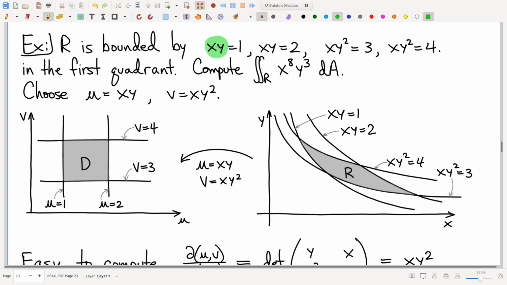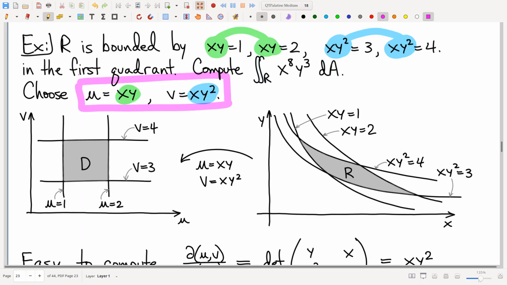If your bounds are given as level sets of 2 functions, make those 2 functions your change of variable function. Right? So this right here that you get just by looking at what 2 functions are my boundary curve level sets of. Make that your change of variables function, and stuff's going to work out really nicely. So it's lovely how this works out. So let me show you why this works out as well as it does.